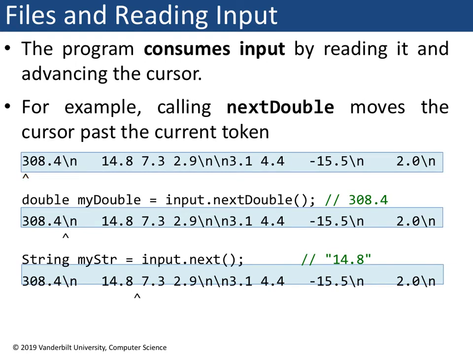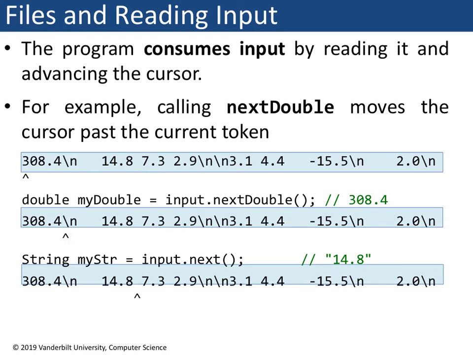But then in our program, we called input.nextDouble. And this is going to return the next token interpreted as a double up till the next white space. White space would be a new line, a tab, or space. So it got the token, which started from the current input pointer location until the next white space, and interpreted that as a double, which would be 308.4, and returned that and assigned it to the variable myDouble. Okay, now the input pointer is pointing at this new line.